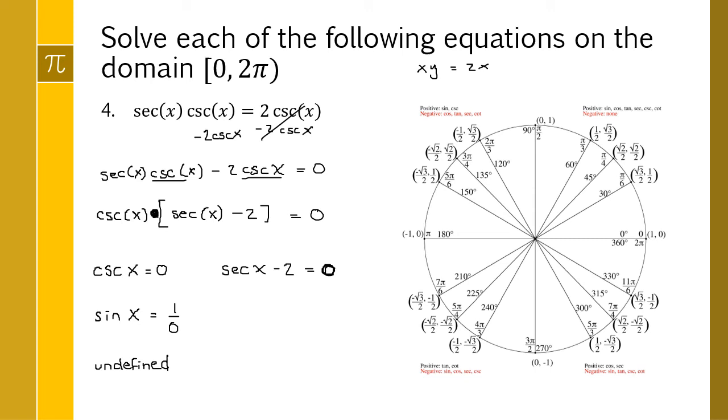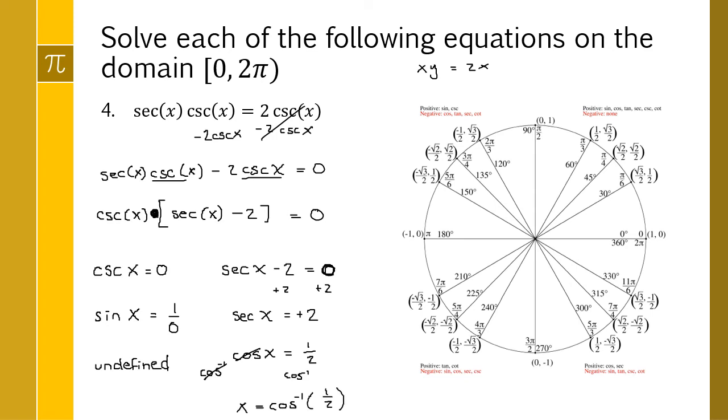But for the other half, where I have secant of x minus 2 equals 0, I could add 2 to both sides. Get secant of x is equal to positive 2. And now let's use a reciprocal identity. If secant is positive 2, then cosine is the reciprocal of that, which is going to be 1/2. And this is starting to look like something that we can solve using the unit circle. If cosine is 1/2, then I take the inverse cosine on both sides. Cosines cancel out, and we have x equal to the inverse cosine of 1/2.